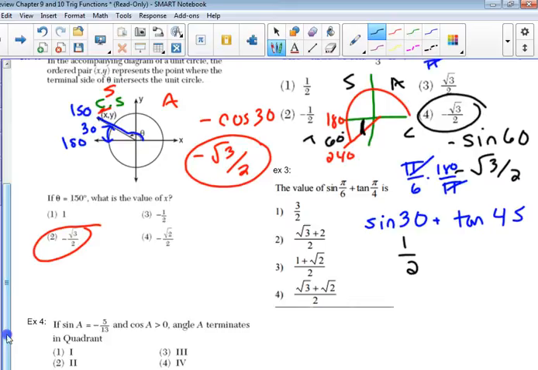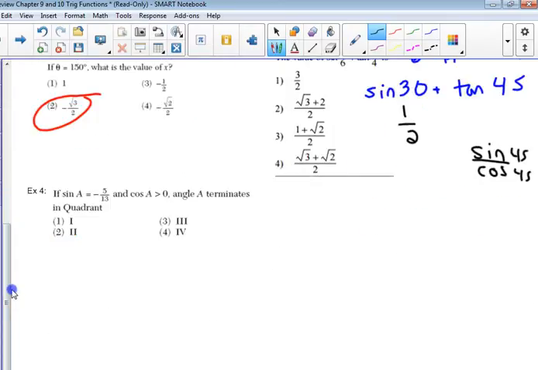Good job. Now tangent of 45, tangent's a little bit tough because you have to do the sine over the cosine. But when we had 45 degrees, this was nice. Do you guys remember what they were? Radical 2 over 2 divided by itself, which is just 1. So the tan of 45 is just 1.